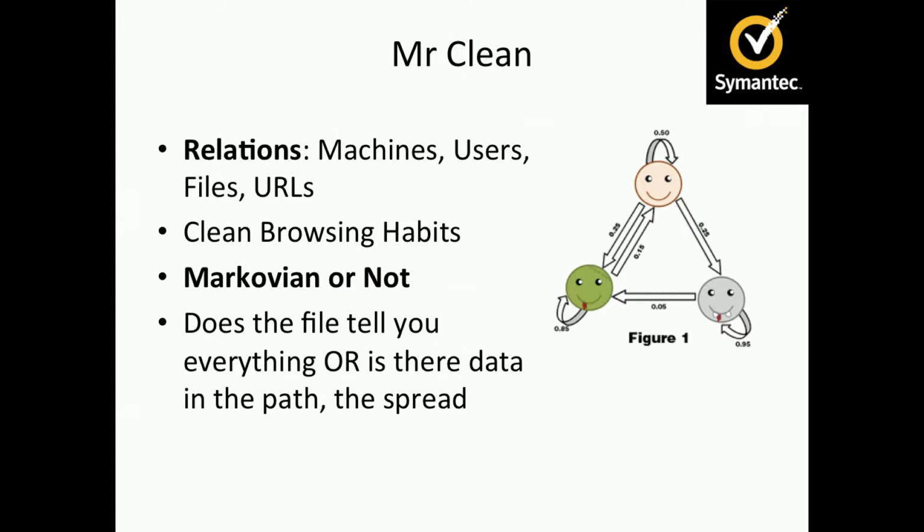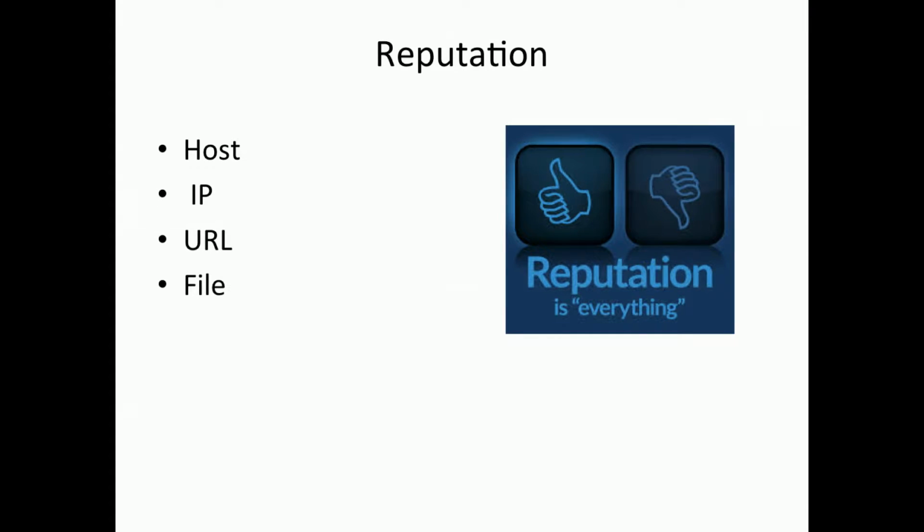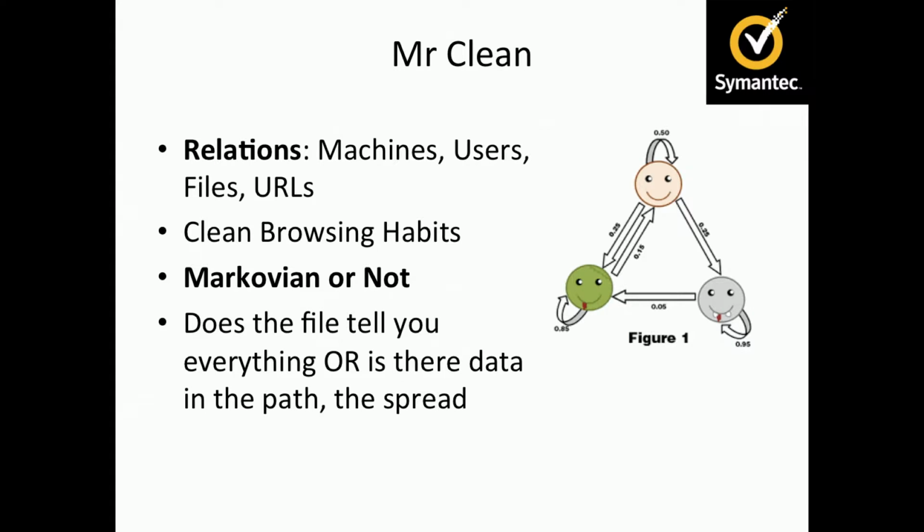A differentiated one, the reason I put Symantec is because this is one of the places where Symantec is a bit more differentiated, is the Mr. Clean. So one type of reputation is host, IP, URL, and file. The other type of reputation is which users have which files, which users have run which processes, which users are visiting which URLs. How does that help? Some of us have good browsing hygiene, some of us have poor browsing hygiene, while some are just more aggressive. Someone never gets infected, someone always gets infected. By correlating that, there is value.